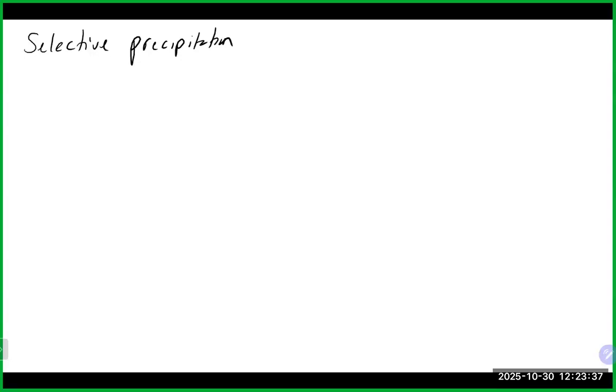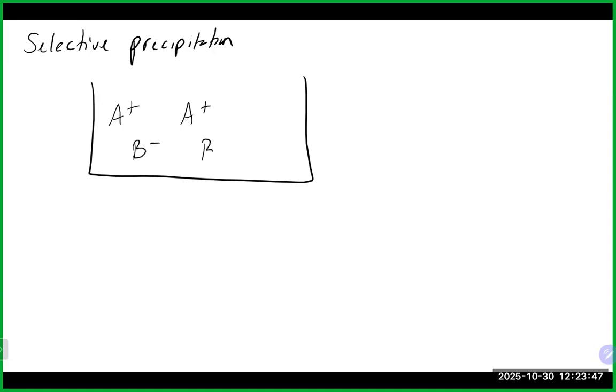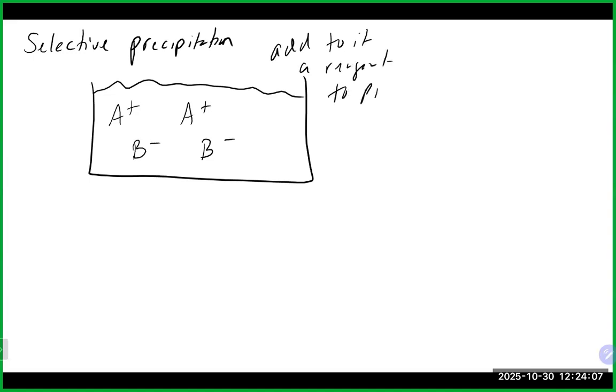And selective precipitation is pretty much what it sounds like. You got a swimming pool of ions floating around. And you want to add something to this. And by the way, that is where we find ions in solution floating around. You want to add a reagent to it to precipitate out only one of the ions.